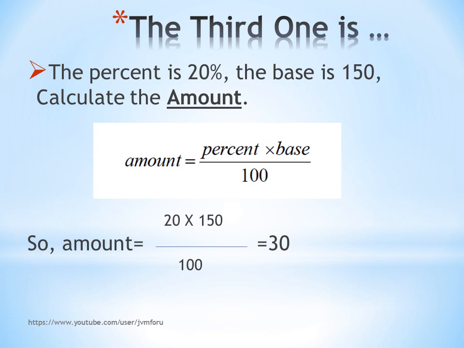The third example: the percentage is 20 and the base value is 150. Now the amount is missing, so that is the value we have to find out. For that we have a formula: amount is equal to percent into base divided by 100. And the calculation is 20 into 150 divided by 100, which is equal to 30. Now we come to the conclusion: the amount value is 30, the base value is 150 and the percentage is 20. By using these types of formulas we can find the solution of the given problems on percentage.